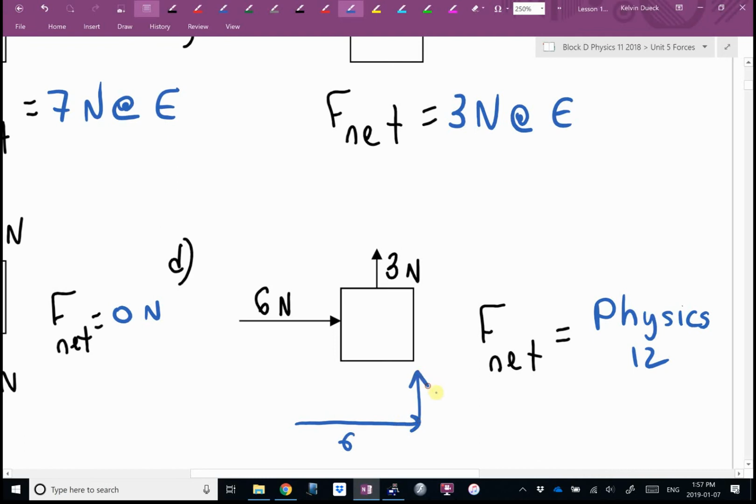6, 3, and we would use trig and Pythagoras to find the magnitude and the direction. You add vectors tip to tail. I'm hoping to get to a mini vector unit at the end of this year. I didn't get to it last year, so I'm hoping to speed up a tiny bit.